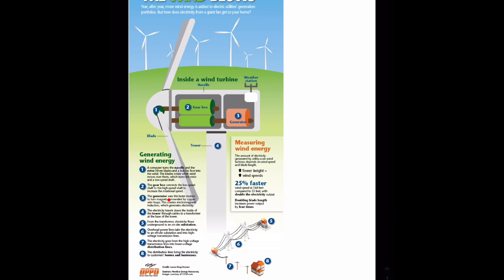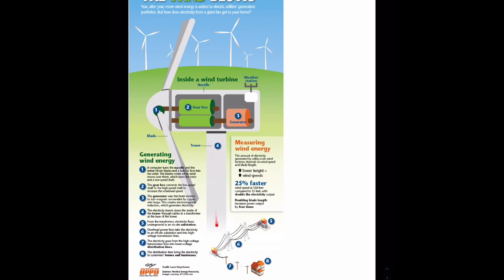The generator uses this faster motion to turn magnets surrounded by copper wire loops. This creates electromagnetic induction, which then generates electricity. So it works with a magnetic field and it rotates them to generate electricity.